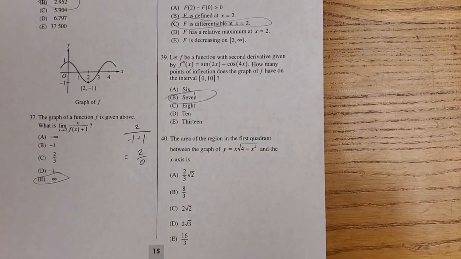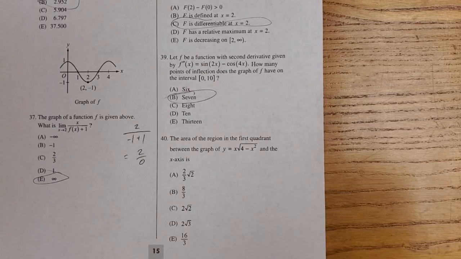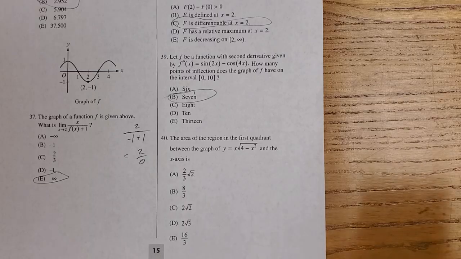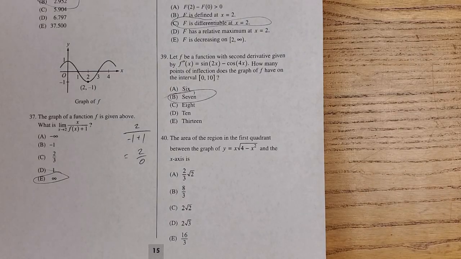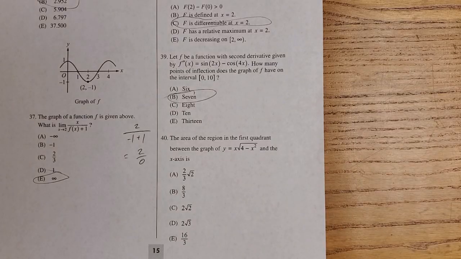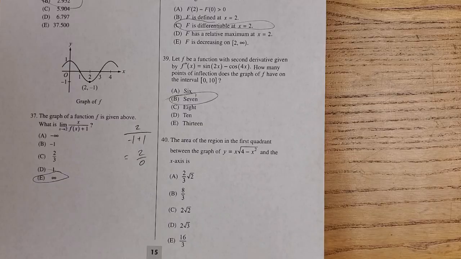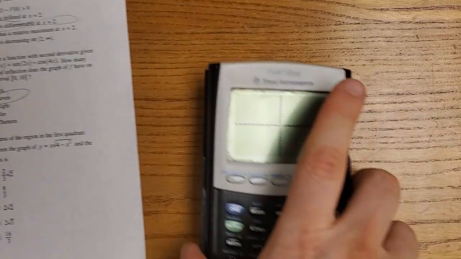So now we're asking the area of the region in the first quadrant, and by first quadrant we just mean the positive corner where x is positive and y is positive, the upper right of the graph. So the area in the region in the first quadrant between the graph y equals x square root of 4 minus x squared and the x-axis. So this is basically just a definite integral. It's asking us a definite integral.